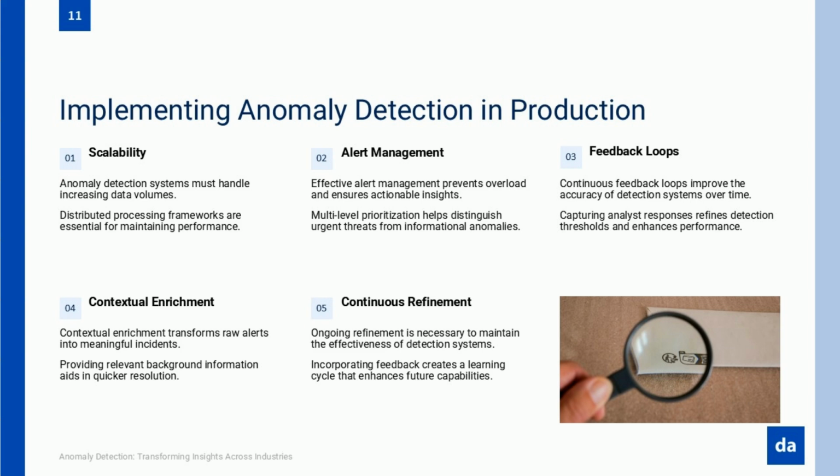Deploying that same model into a production environment where it must continuously process massive data streams, adapt to changing conditions, and provide actionable insights to different stakeholders is an entirely different challenge. This operational gap explains why so many promising anomaly detection initiatives never deliver their expected value. Let's examine the critical implementation factors that transform a promising algorithm into a business-critical system.